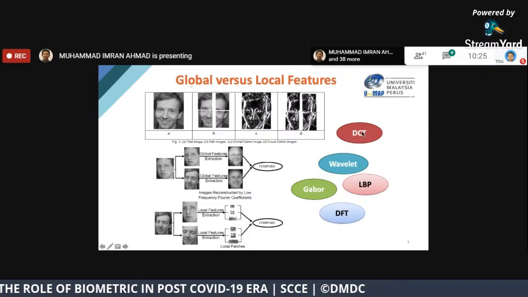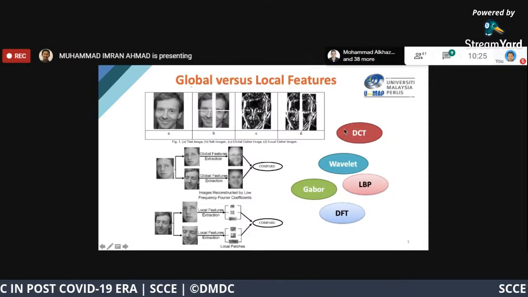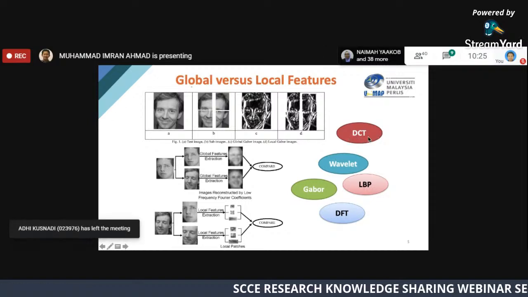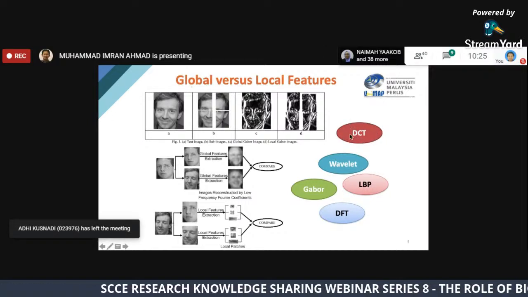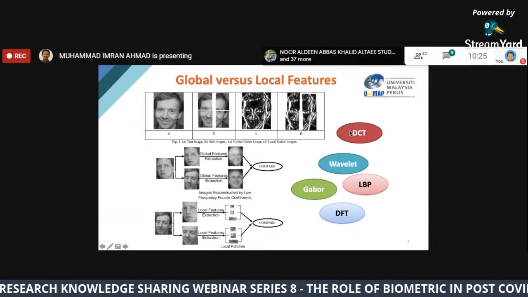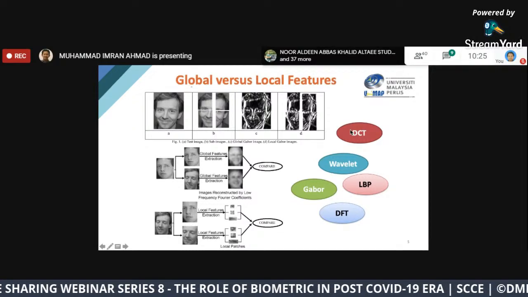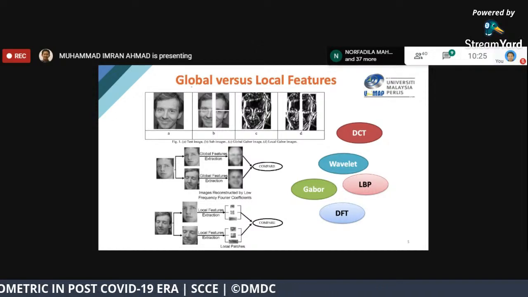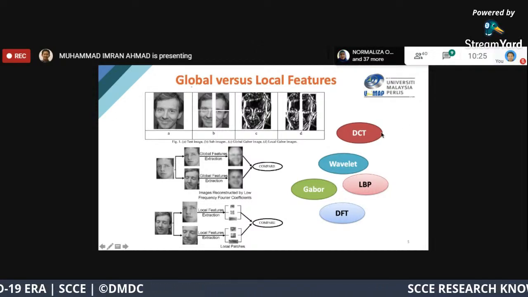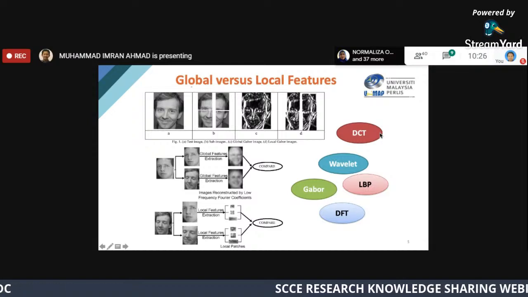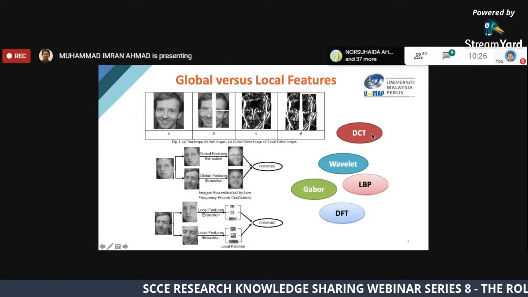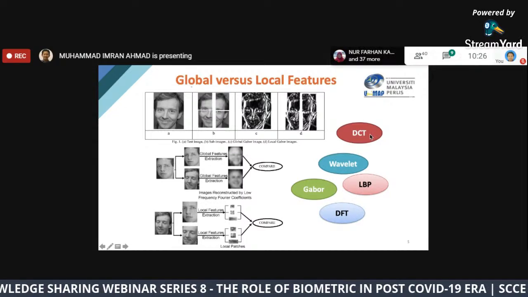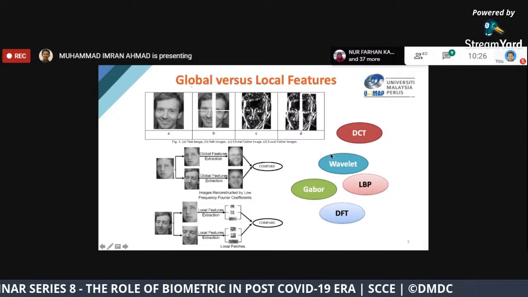This is a list of quite popular algorithms that we can use to extract global or local features. The first is the discrete cosine transform. Discrete cosine transform is widely used in our daily life. For example, if you have a mobile phone and you capture an image, the image is saved in your folder. Actually, the system uses DCT. Another name for DCT is JPEG. When you save the image as JPEG, that means you use the DCT algorithm. If you save your video, they call it MPEG.